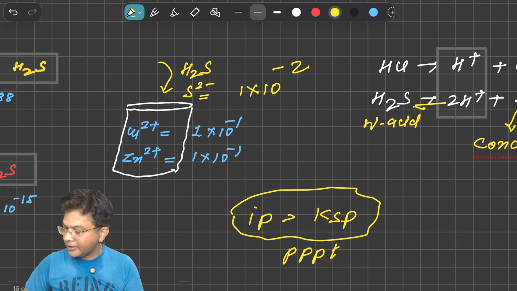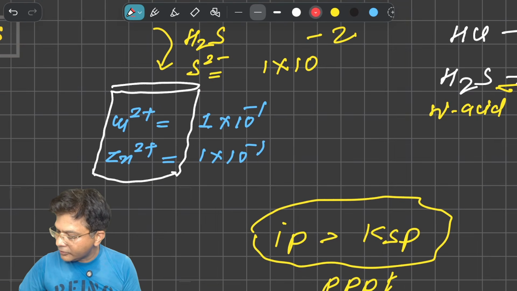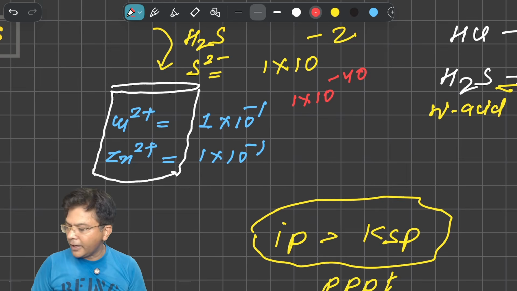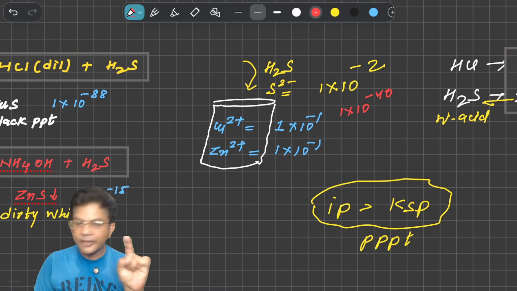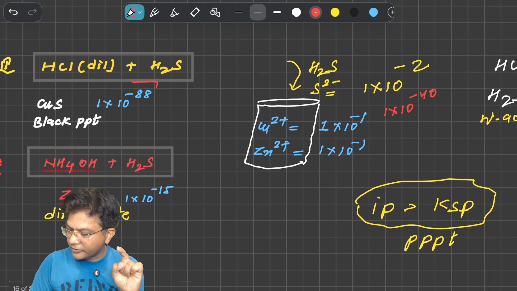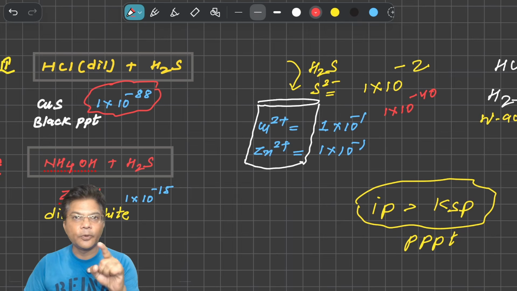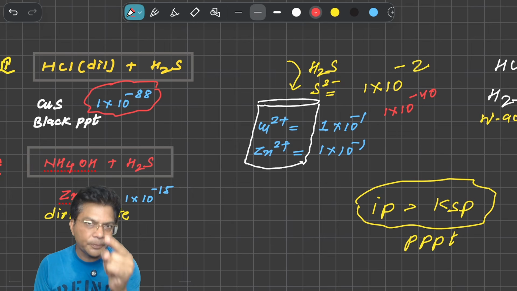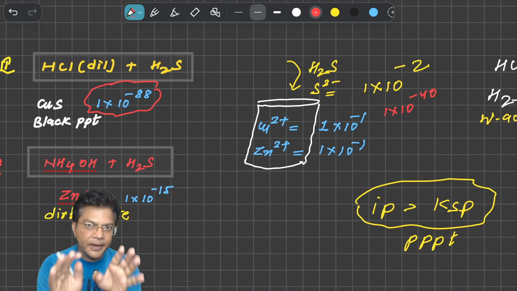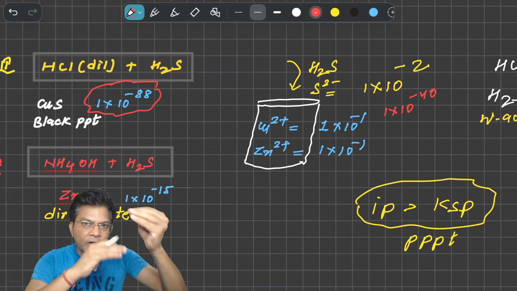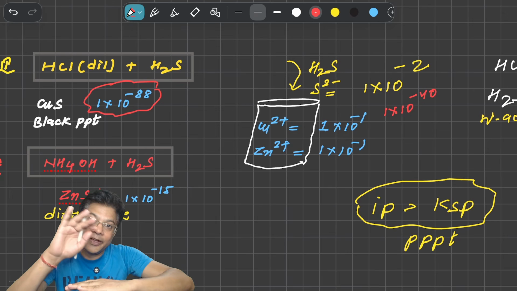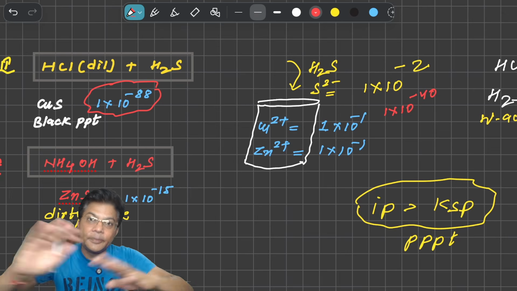For example, after adding, it was only 1 into 10 raised to minus 40. Now see, 10 raised to minus 40 into 10 raised to minus 1. The Ksp value of CuS is 10 raised to minus 88. So the ionic product, 10 raised to minus 1 into 10 raised to minus 40, which is 10 raised to minus 41, is greater than 10 raised to minus 88. So only CuS will get precipitated and Zn2+ will remain soluble. On filtration, Zn2+ will come down as the filtrate and CuS will remain as the PPT. Separation, divide and rule.